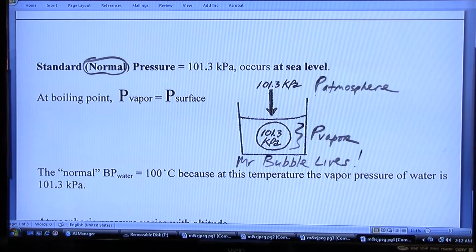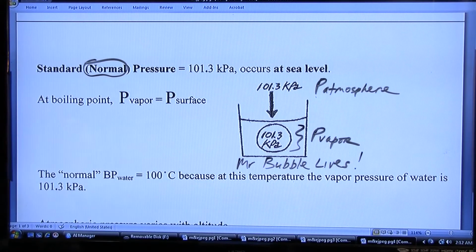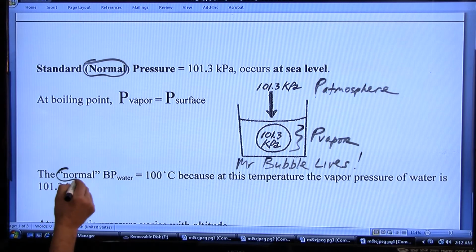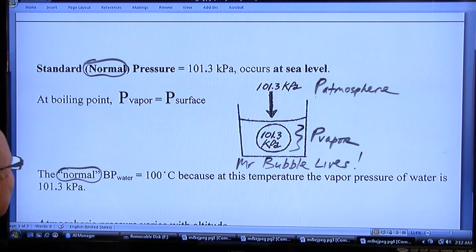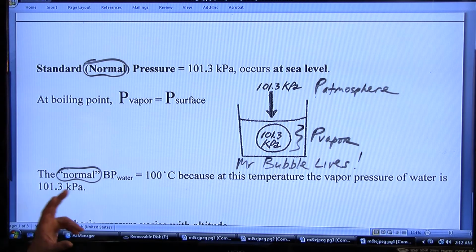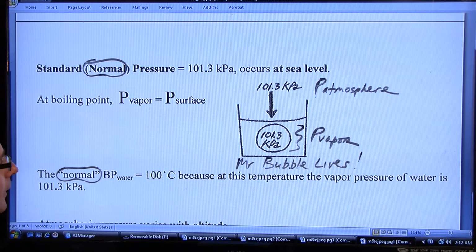Again, the normal boiling point of water is 100 degrees Celsius. Why is that? Because at this temperature, the vapor pressure of water is 101.3 kPas. So the normal here has nothing to do with psychology. The normal here has to do with what is the pressure acting on the surface of the liquid.